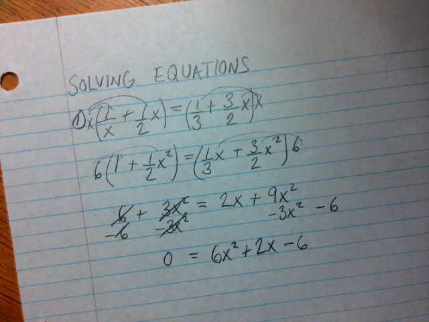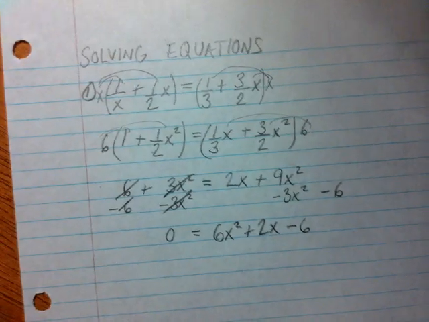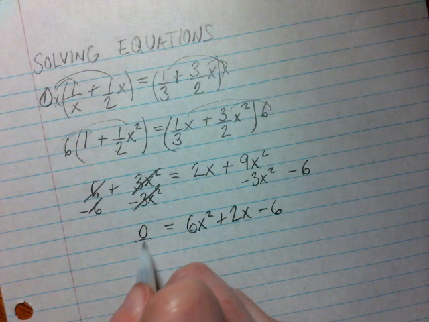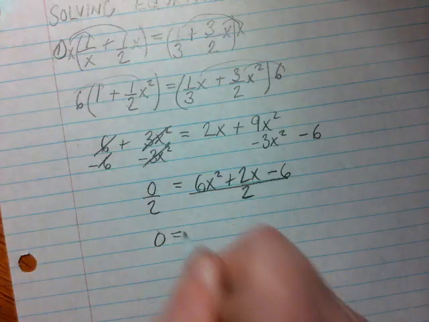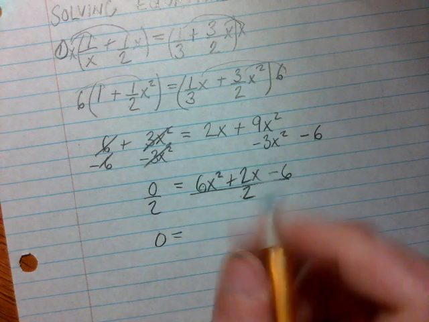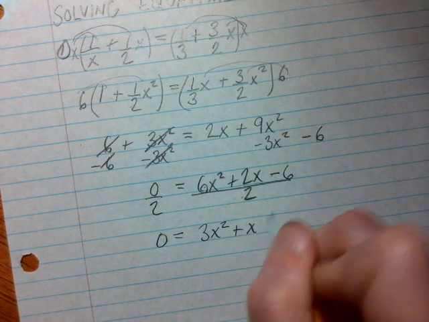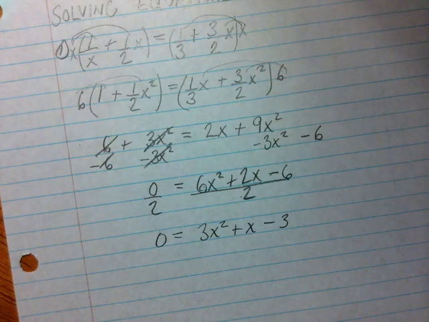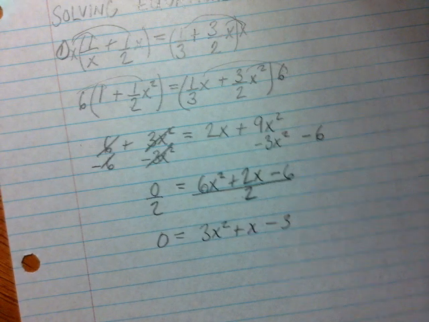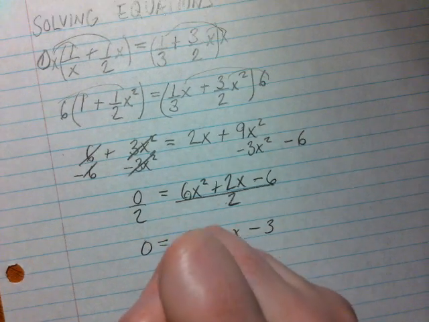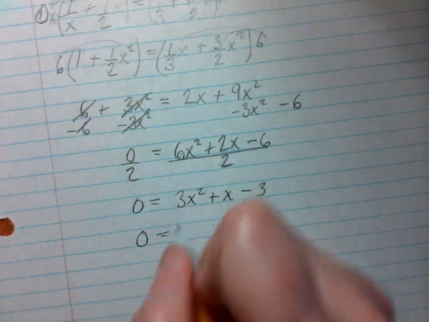Okay, so now I've got it in the form of 0 equals a quadratic. I see that all my coefficients here are even, so I'm just going to divide both sides by 2 because I can. And that'll make it easier for me to factor. 6 divided by 2 is 3. 2 divided by 2 is 1. 6 divided by 2 is 3. So as I'm looking at this, I'm not sure if I can factor it, but let's see. And if I can't, then I'll use the quadratic equation, or the quadratic formula.